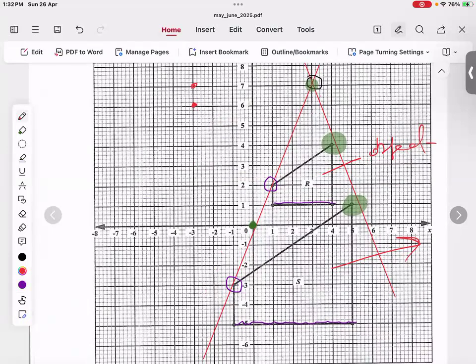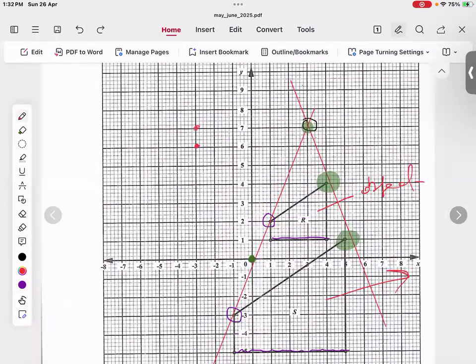Hold on, is this right? Let me check it again. 1, 2, 3, 4. 1, 2, 3, 4, 5. Okay. 1, 2, 3, 4. 1, 2, 3, 4, 5. Okay, good. All right. And then we're going to try this one now. 1, 2, 3, 4. 1, 2, 3, 4, 5. So right on 9.